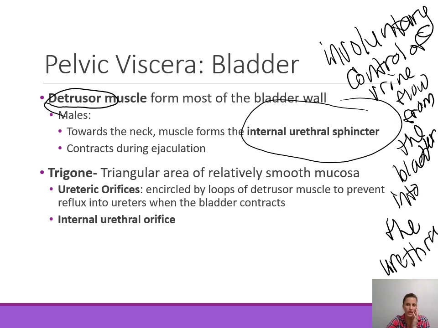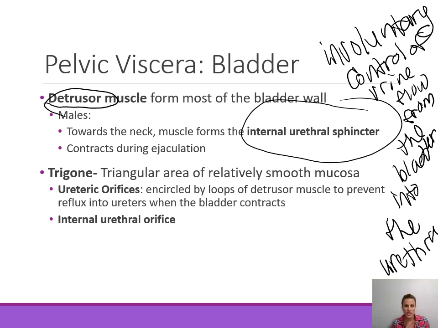So the internal urethral sphincter is involuntary. You don't consciously control that. It's the initial sphincter that relaxes in order to allow urine to escape the bladder. The external urethral sphincter is a striated skeletal muscle that you consciously control. Both need to relax in order for urine to be released from the bladder.